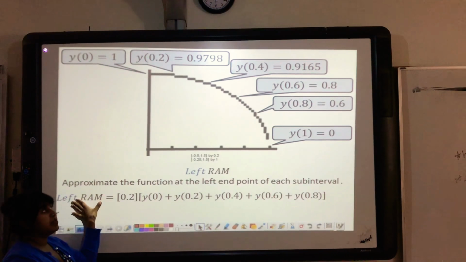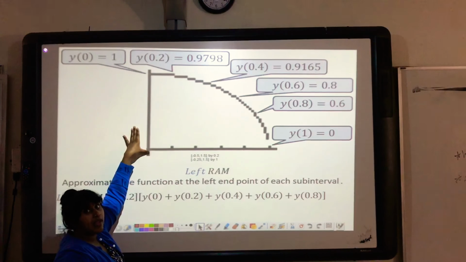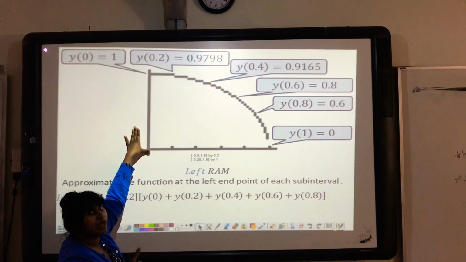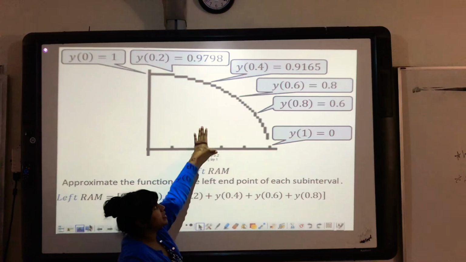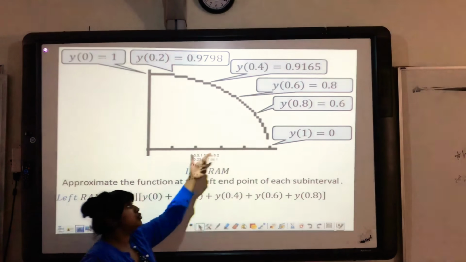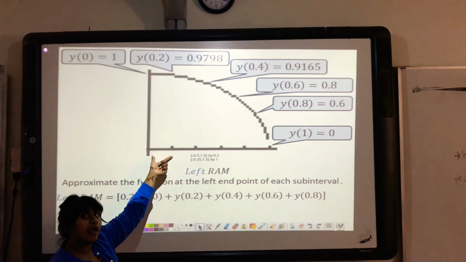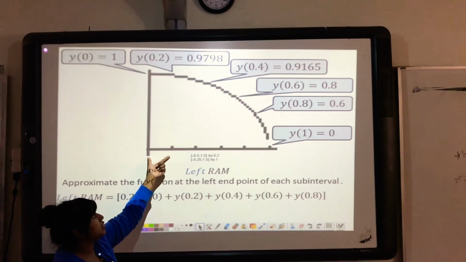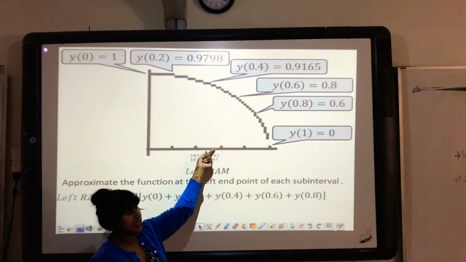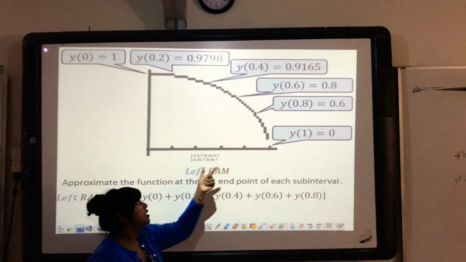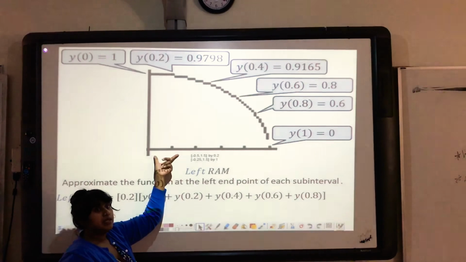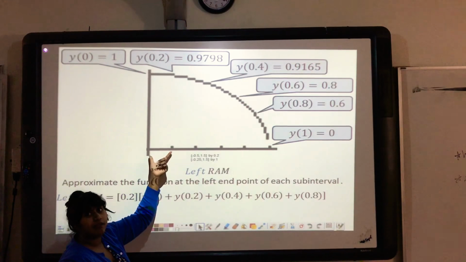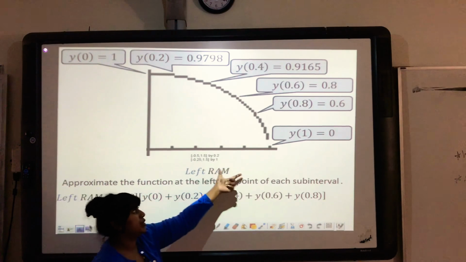So our left RAM is going to be equal to the area of each rectangle. So area plus area plus area plus area plus area. And I told you guys before that we call this delta x, actually our height. So the distance, the change between my two x's, which is what delta means, change in x, the distance between those two x's is going to be the height. And do they repeat? Yeah, the distance is still 0.2, 0.2, 0.2, 0.2.